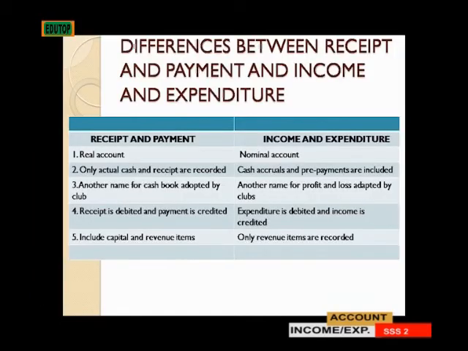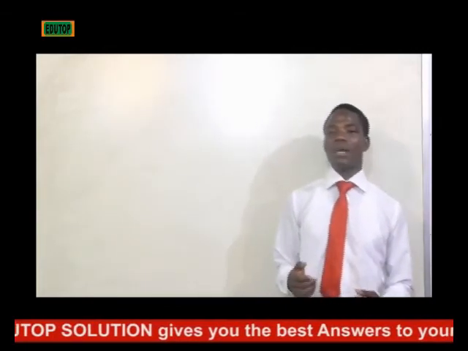So in income and expenditure, cash, accruals and prepayments are included. So cash is there. We know when we are talking about accruals, it simply means when you make a transaction on credit, somebody is owing you, or you are owing somebody. So it fits into both cash and credit transactions. So that's why it is quite different from that of receipt and payment.